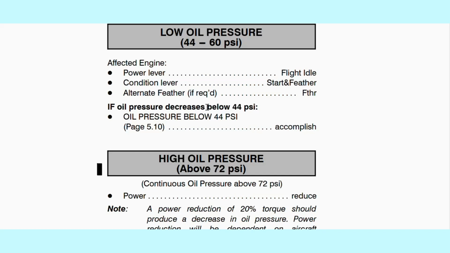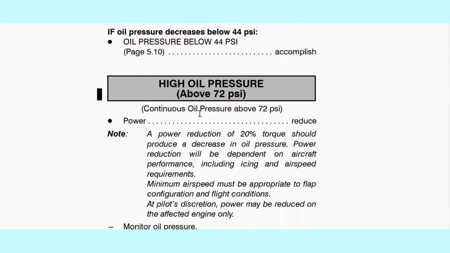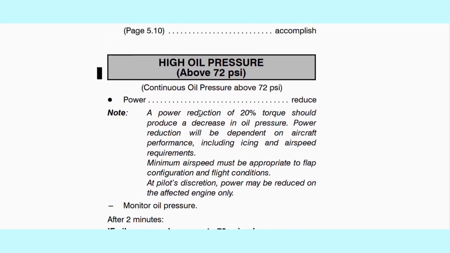If it still remains below 44 psi, that's when you execute the memory items for shutting down the engine, because it's calling you to do the oil pressure below 44 psi checklist. You don't just go and shut down before monitoring what has happened to the oil pressure after you executed these actions. Okay, very important. Then another one will be high oil pressure. Now it's going to be above 72 psi.